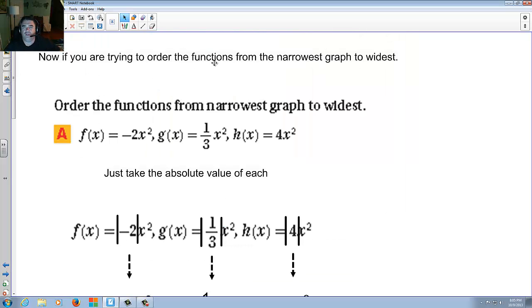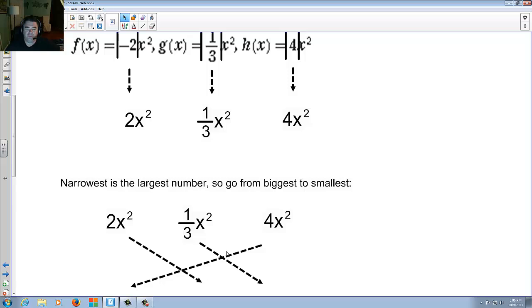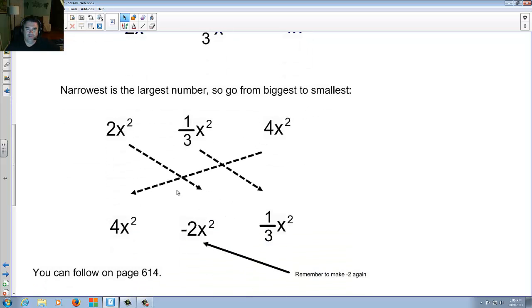Now if you're trying to order the functions from narrowest to widest, here are your choices: f of x is negative 2x squared, g of x is 1/3 x squared, h of x is 4x squared. Just take the absolute value of each. I don't care that it's negative 2; it simply has a value of 2 as far as how it's formed. The 1/3 is going to be a slower growth, and the 4 is going to be a quick increase. Narrowest is the largest number, so go from biggest to smallest. This is the most narrow, that comes second, this comes third.